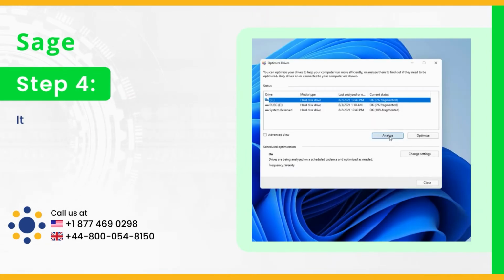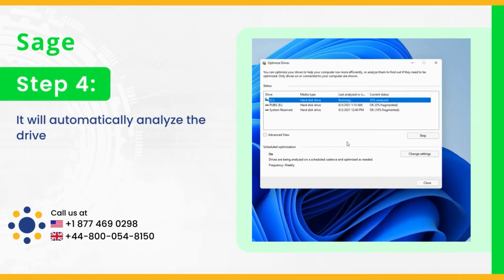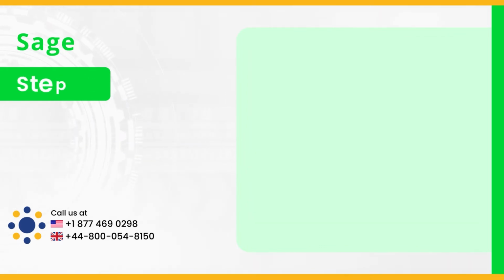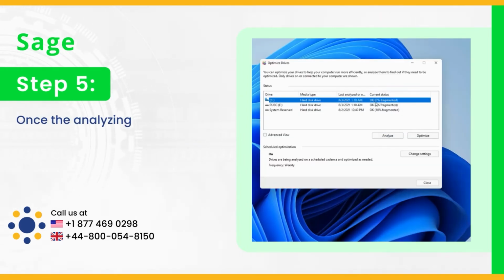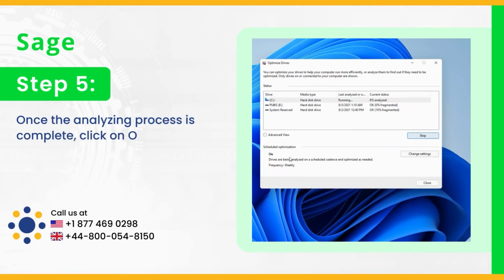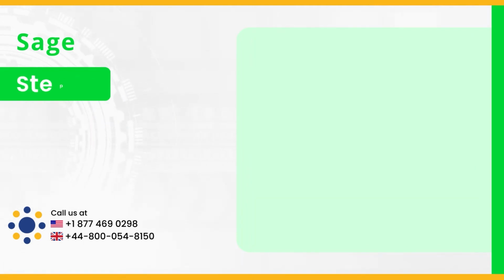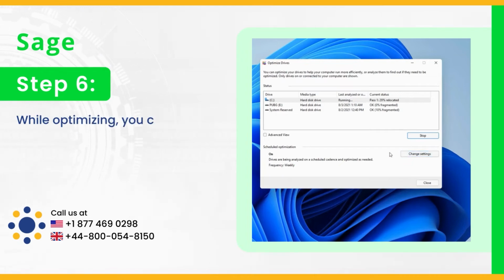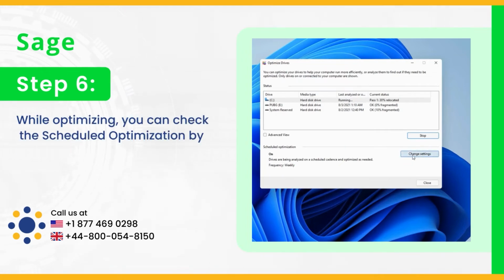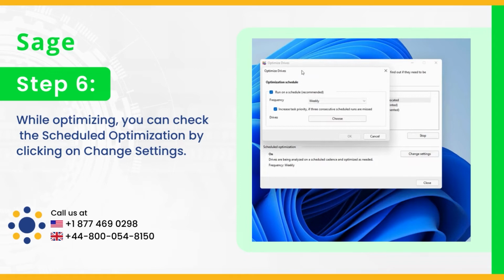Step 4. It will automatically analyze the drive first to check if defragmentation is needed. Step 5. Once the analyzing process is complete, click on Optimize. Step 6. While optimizing, you can check the scheduled optimization by clicking on Change Settings.